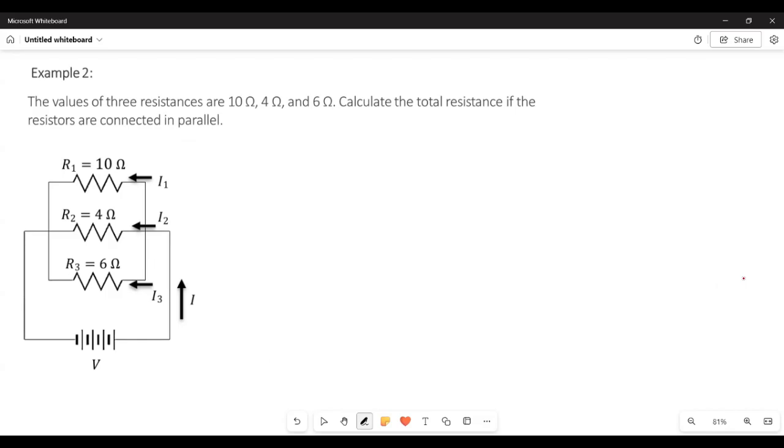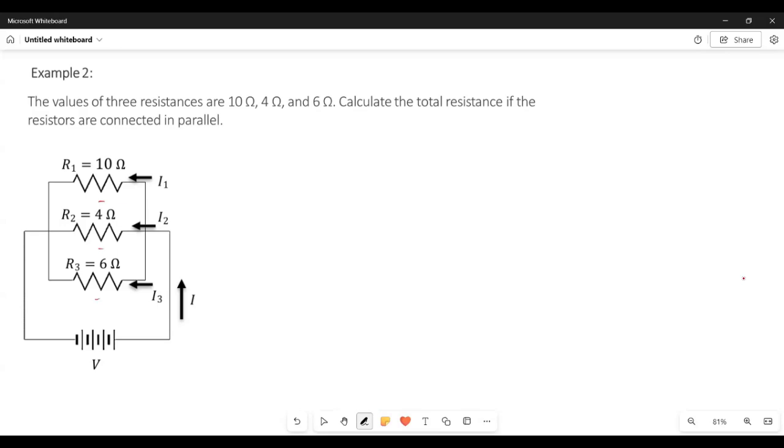Okay, so we have here another example. The values of three resistances are 10, 4, and 6 ohms. So meron kang tatlong resistors as you can see dito sa ating illustration. Calculate the total resistance if the resistors are connected in parallel. So as you can see dito sa portion na to is parallel yung ating tatlong resistors.